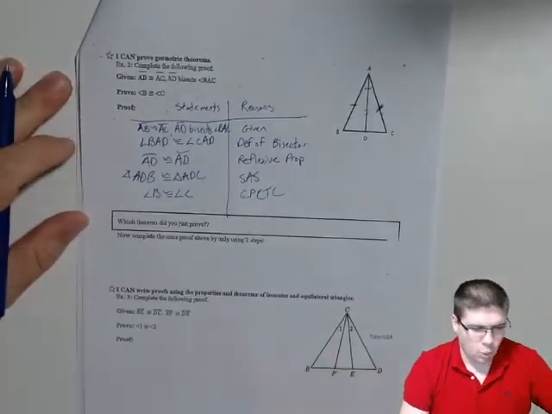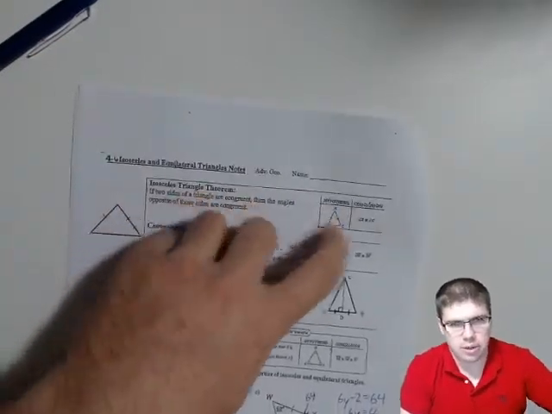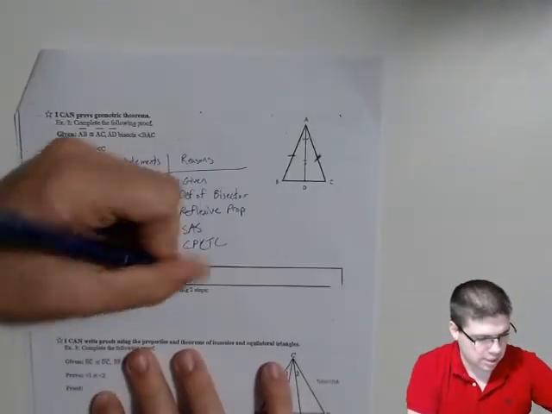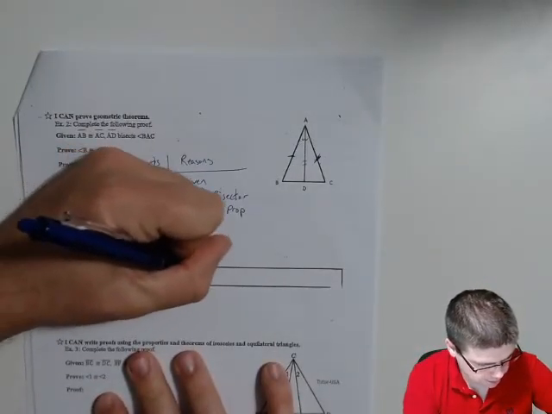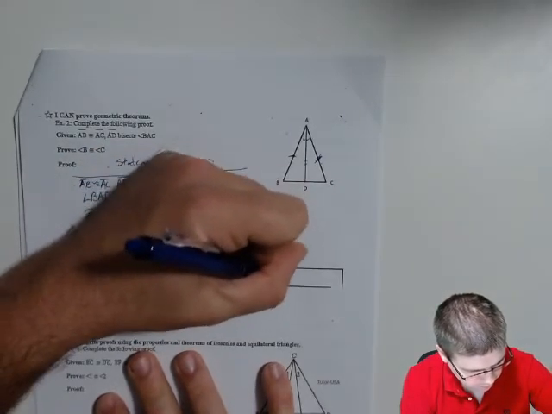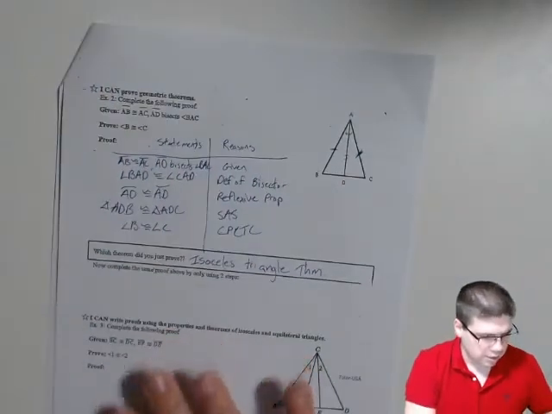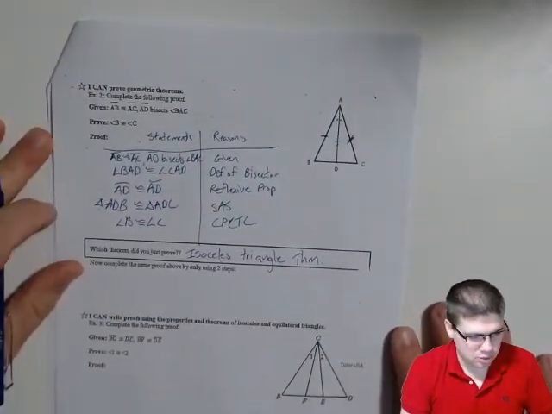All right, so what theorem did we just prove? We actually just proved the isosceles triangle theorem, that if the sides are congruent, then the opposite angles are congruent. So the isosceles triangle theorem. Abbreviate that. So now complete the rest of the proof above using two steps.